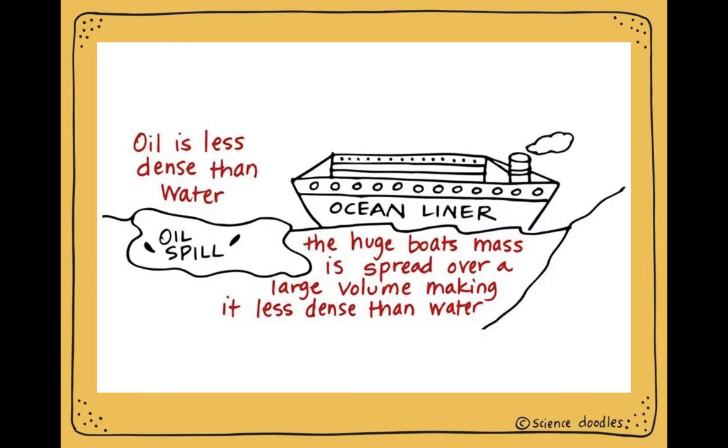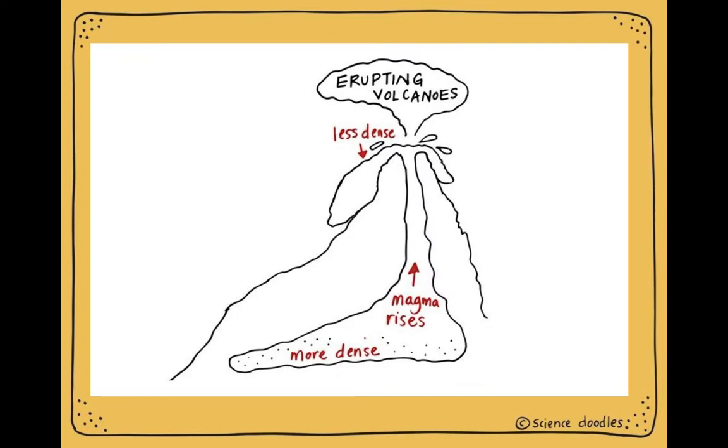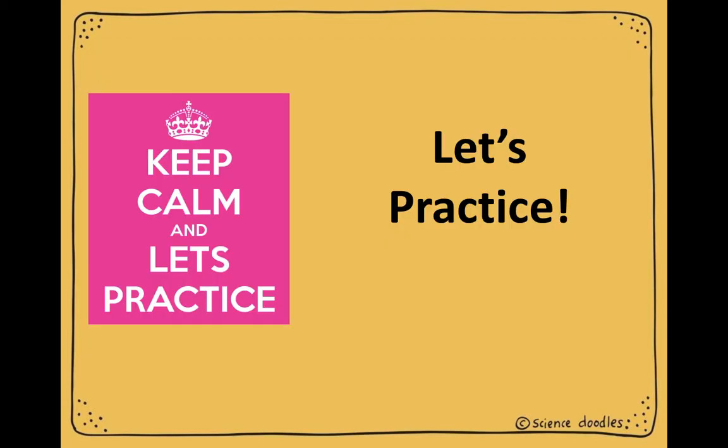So same thing. Oil is less dense than water, so it's going to float on top of the water when there is a huge oil spill. And same thing with volcanoes. The magma is more dense inside, and then it erupts, and then it's less dense, causing it to sink and overflow. So let's do a few practice problems.